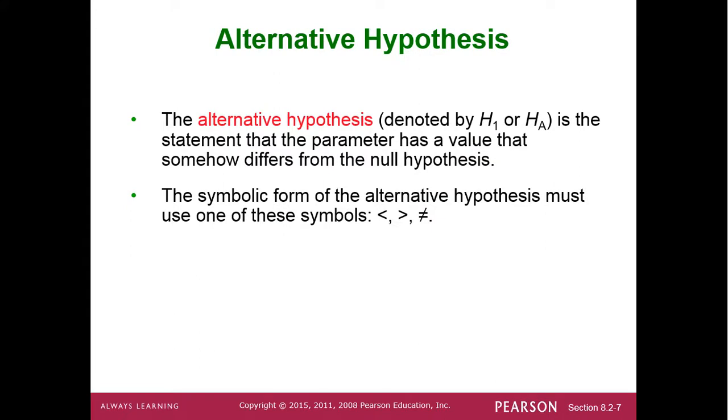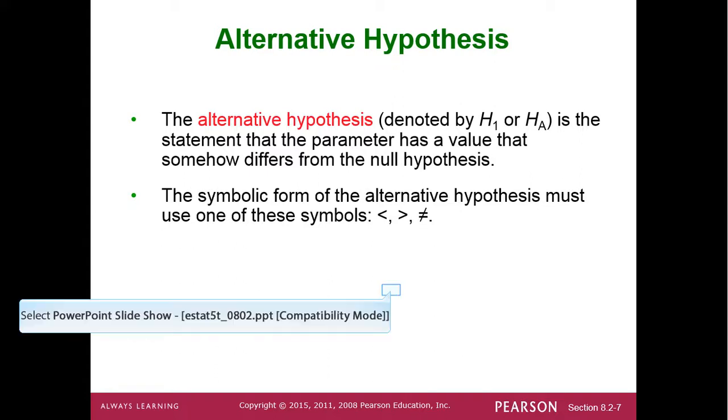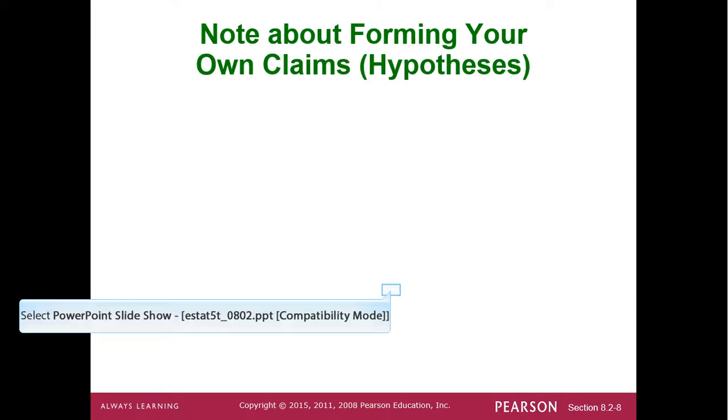The alternative hypothesis is denoted by H sub 1 or H sub A for alternative, and this is the statement that the parameter has a value different from the null hypothesis. For example, let's assume that our null hypothesis was that the mean on an IQ test was 100. The alternative hypothesis then could be one of three things. We could say mu is greater than 100, mu is less than 100, or mu is not equal to 100.